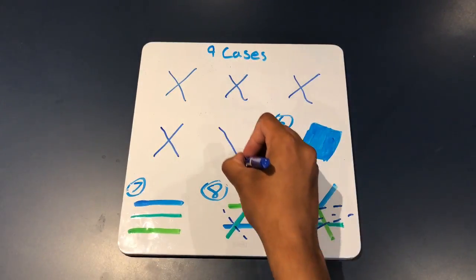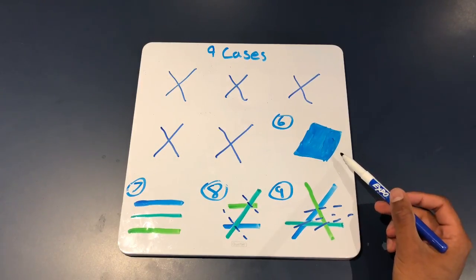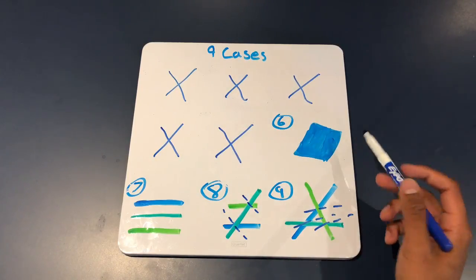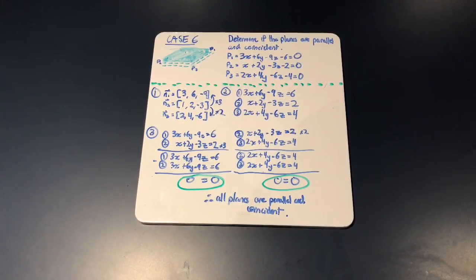Now, having finished case number 5, we move on to case number 6. This is when all 3 planes are the exact same and lie on top of one another, and they are coincident, and there's an infinite amount of solutions because all the points are the same and all the lines are the exact same. So now we'll be moving on to case 6, which are planes that are coincident and parallel.